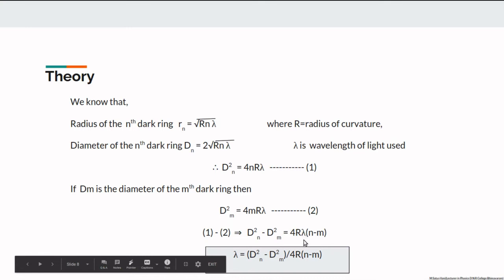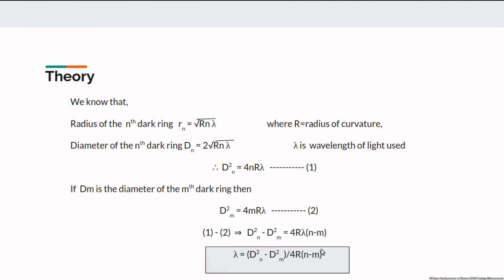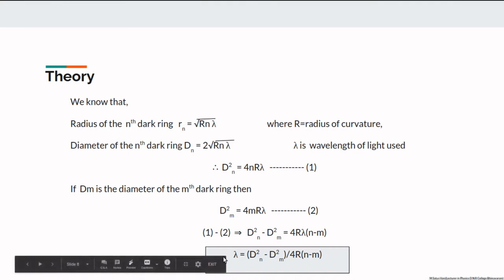We have to calculate the wavelength of light. Therefore, lambda is equal to (dn square minus dm square) by 4R into (n minus m). This is the expression for the wavelength of light in the case of Newton's rings. Therefore, in order to find the value of lambda, we have to determine the values of dn, dm, and R.